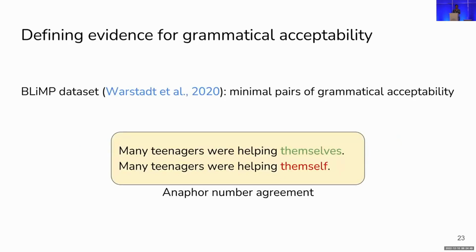To verify this, we used a dataset called BLiMP, which consists of minimal pairs of English sentences that contrast in grammatical acceptability, with examples in a variety of grammatical phenomena. For example, the first sentence is grammatically correct, and the second sentence differs only in one word, but it violates the anaphor number agreement rule.